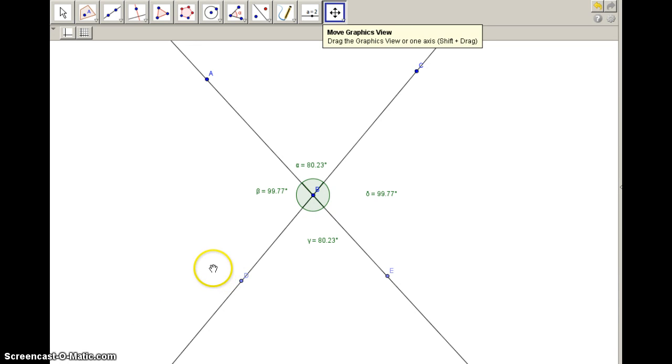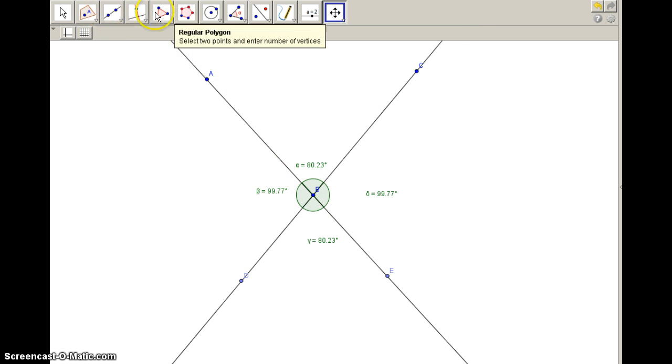Okay, so what we have here is just a couple of lines, right? This line here could be called AB or AE, okay? This line over here could be called what? CB or CD. You see the points there on that line. And they meet here at point B.